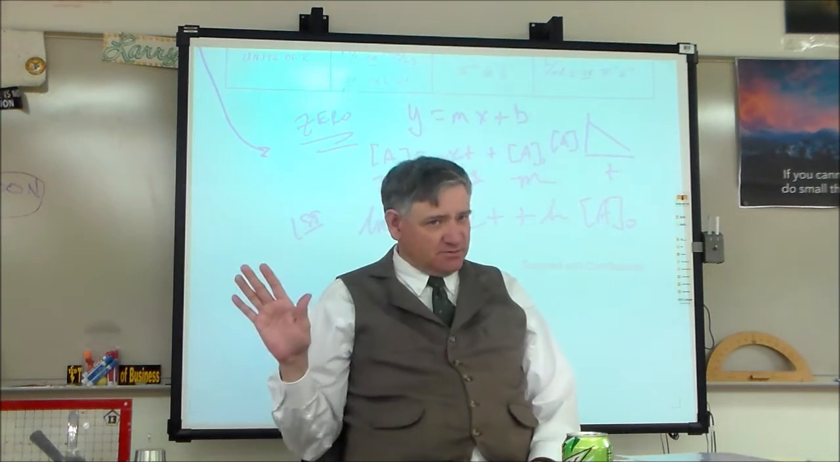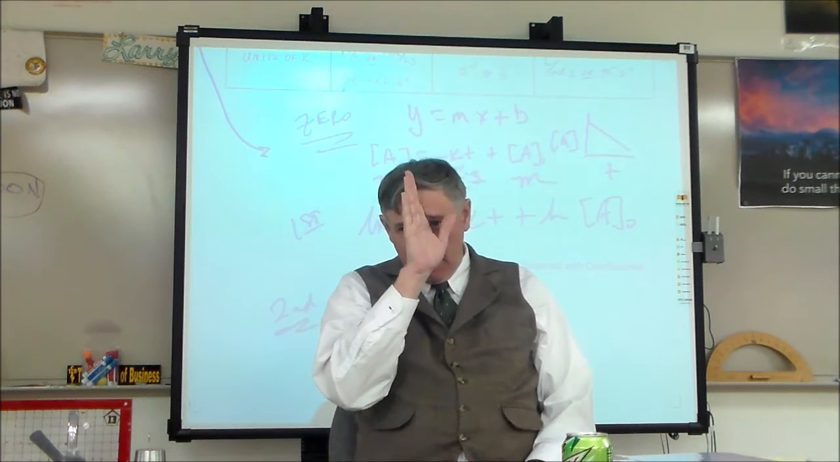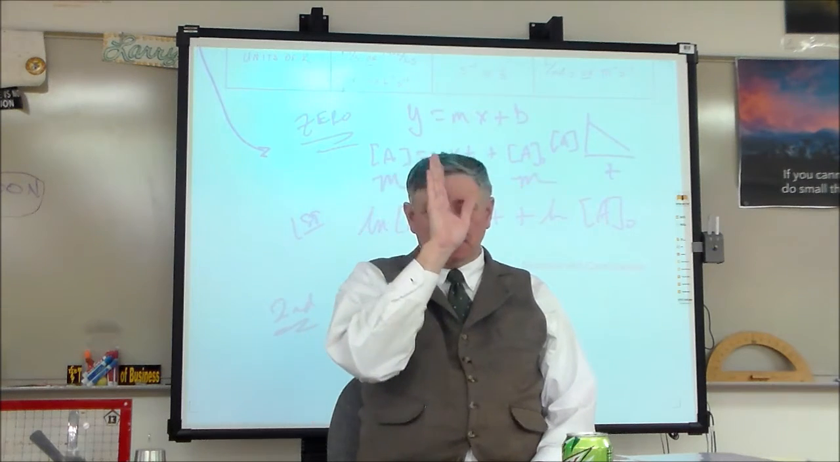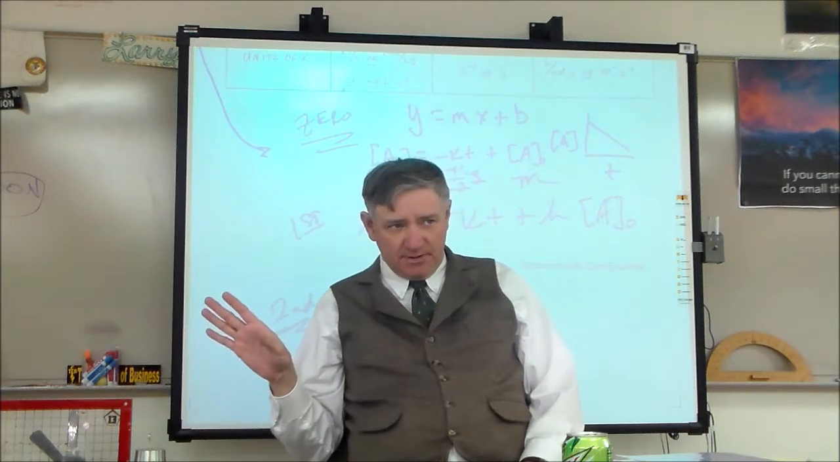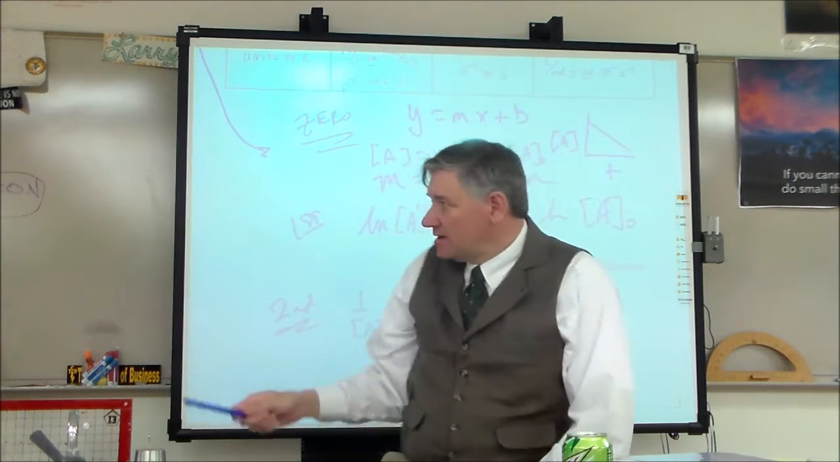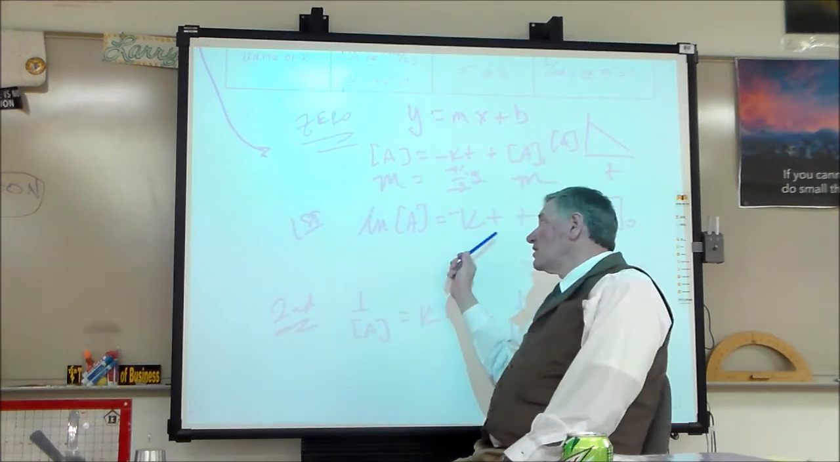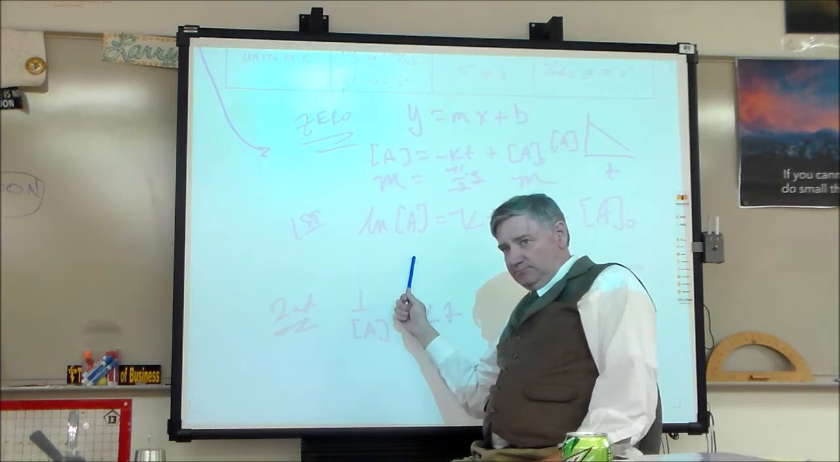This only happens with natural logs. When you take the natural log of a value, its concentration, whatever it is, as soon as you take the natural log of anything, the units disappear. So when I take the natural log of the concentration of A, right away, this has no units. This is just a number, okay?